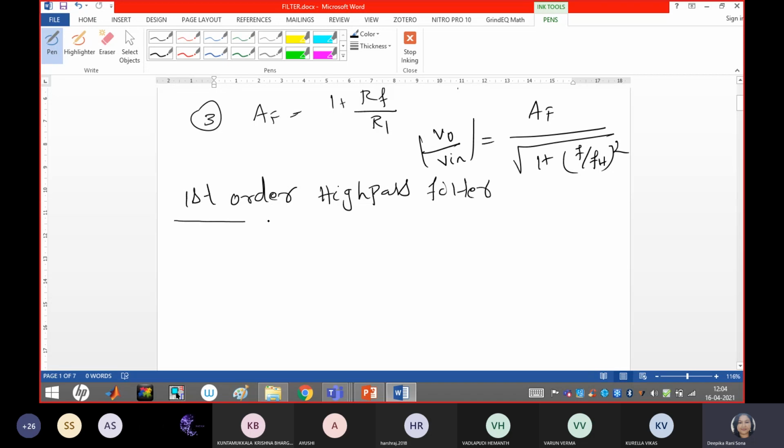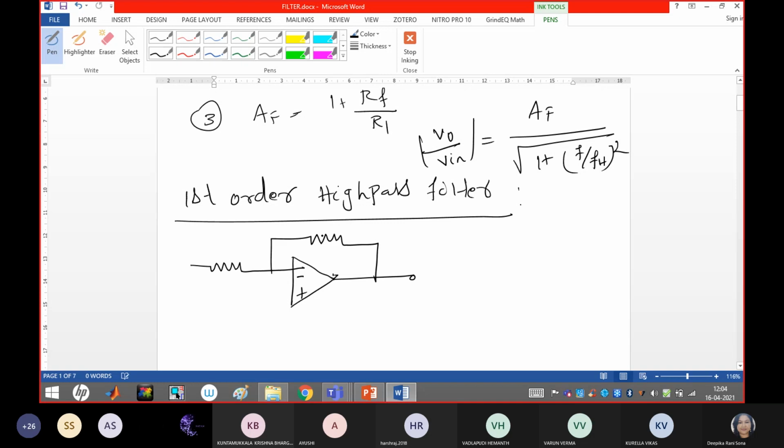Guys, better you write with me, because it will be helpful in your CAT 2 exam and in the FAT exam to have a look at the notes. What I said, I have not changed anything else in the feedback part. I have just changed the R and C position.